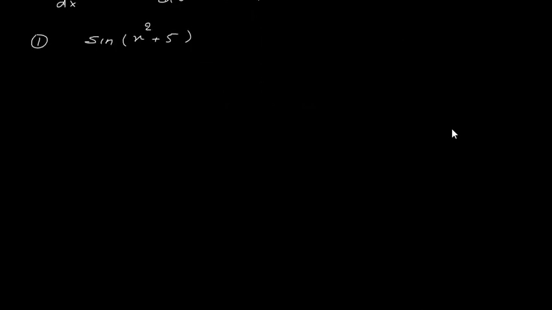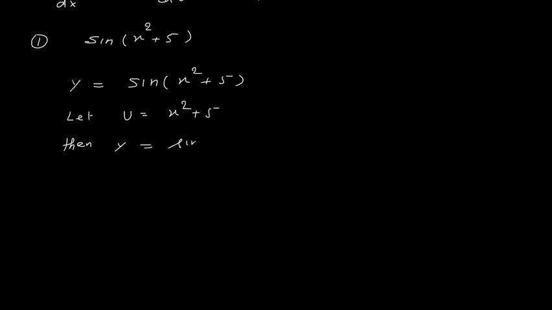Let us discuss this first problem: sine of x square plus 5. We have to find the derivative of this function. So here I will write y is equal to sine of x square plus 5. Now you can clearly observe that this is a composite function. If you consider u as x square plus 5, then you have y is equal to sine u.